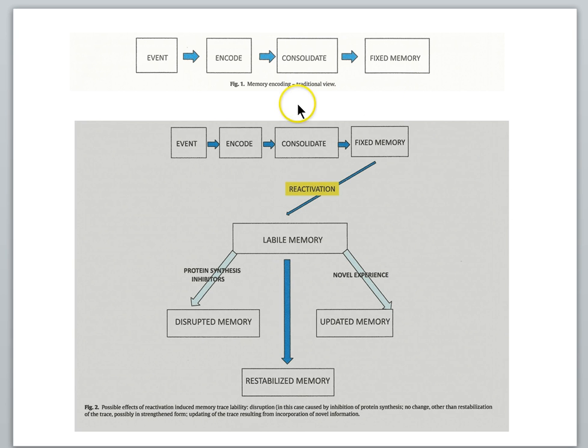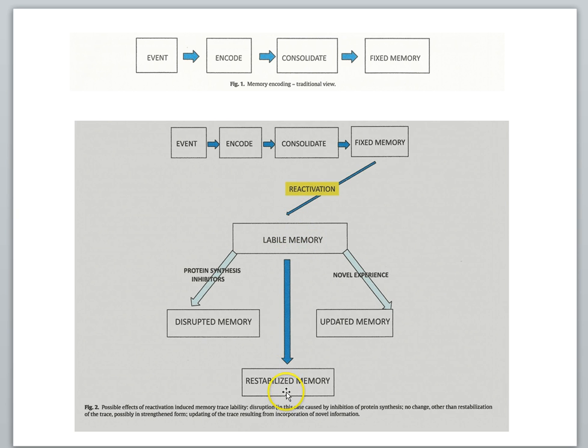So, if we think about how the understanding of memory has changed historically, the old view is shown up here, where there's an event, we encode the event, we consolidate, and then we have a fixed memory out there in the cortex, right? The consolidation would be here, the system consolidation from the hippocampal system out to the cortex. And the new view is shown down here, where there's an event, we encode it, we consolidate, and we have a memory out in the cortex, but every time we reactivate the memory, it becomes labile or modifiable or vulnerable to modifications.